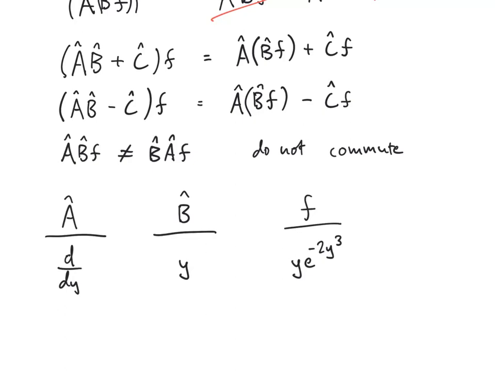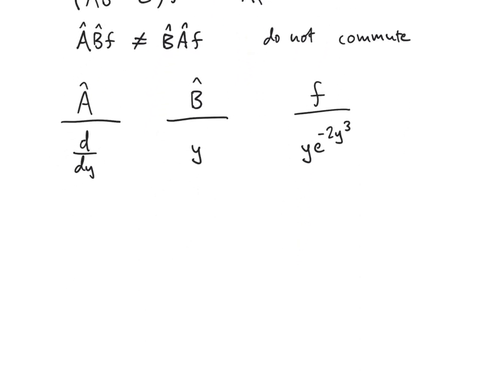I'd like to point out that operators can be either constants or functions themselves, or they can be derivatives. They can be more than that too, but these are the main types of operators that we're going to encounter in this course. So first it wants me to find the result with the operators applied in this order. So how would I write this?